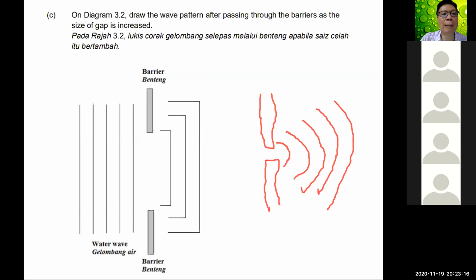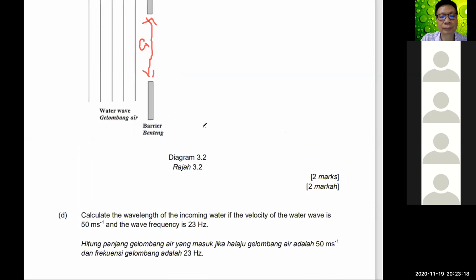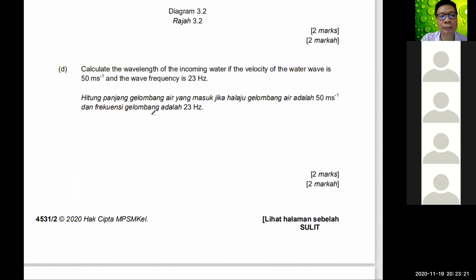Okay, let's move on. Now calculation. Calculate the wavelength, find the lambda. If the velocity and the frequency are given, I think it's a very straightforward formula. What formula then? You have velocity, you have frequency. How to find lambda? What formula?